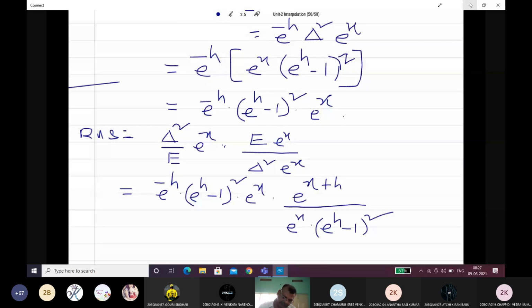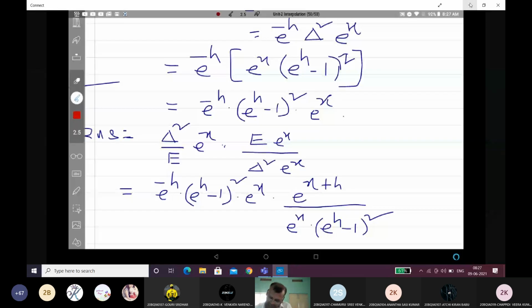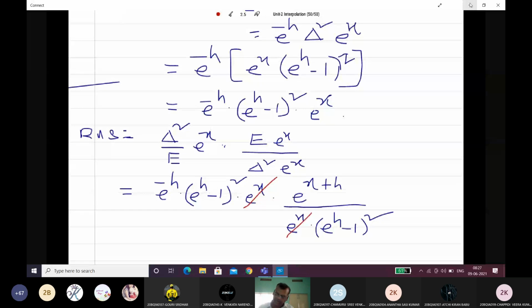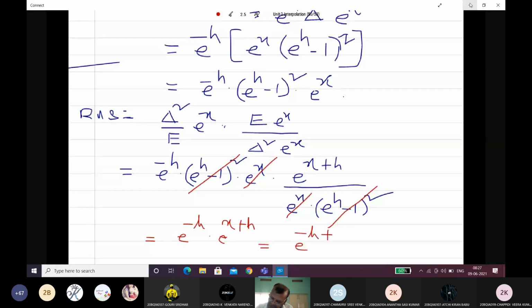So same like terms that we have to cancel with the different color for easily understood. E power x gets cancelled, e power h minus 1 whole square gets cancelled, and what is the remaining function? That is equal to e power minus h into e power x plus h. Now take inside that value e power minus h plus x plus h. So minus h plus h gets cancelled. This is equal to e power x. Hence the solution of this problem. Okay, these are very simple.